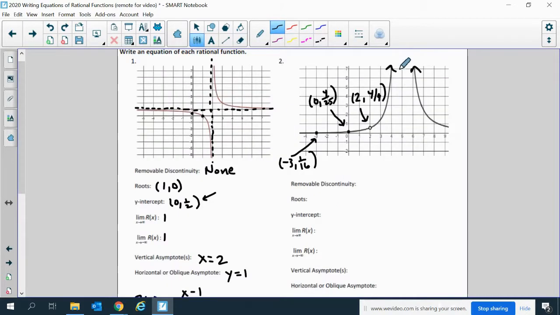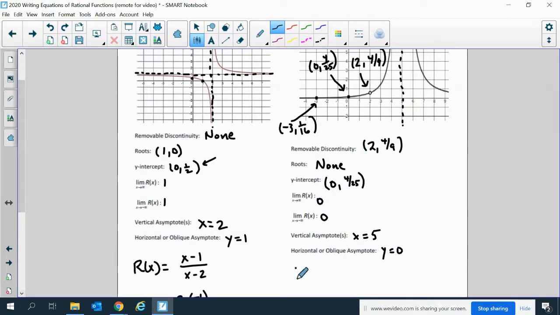Let's take a look at this function. It appears that we have a vertical asymptote at 5. We have a hole, a removable discontinuity, at (2, 4/9). We have no roots. The y-intercept is (0, 4/25). And it appears that the limit as we go to infinity and negative infinity of the function is 0. So therefore, there's a horizontal asymptote at y equals 0.